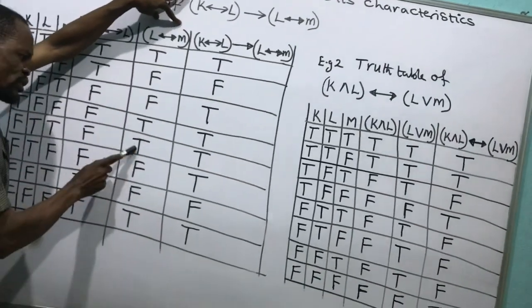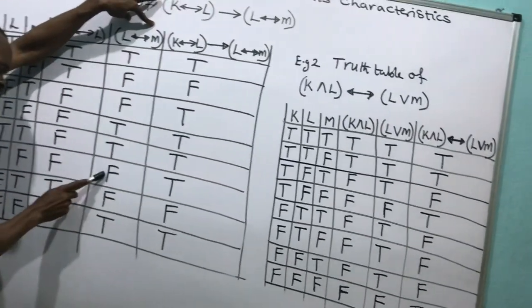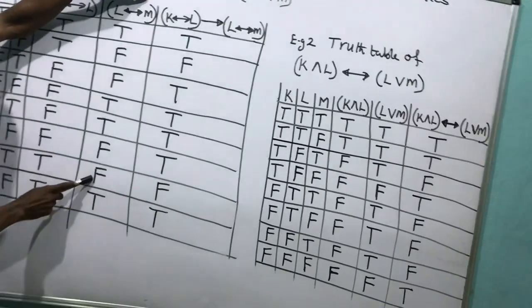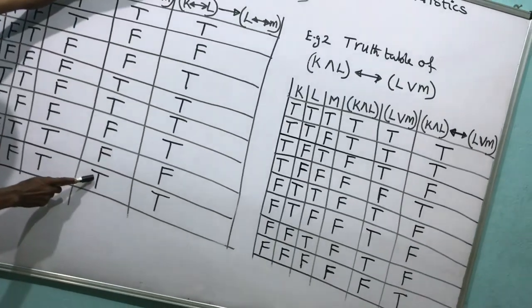I will write true. What is the value here? I will write true. What is the value here? False. What is here? False. False changes to be true. What is the value here? False. I will write false. What is the value here? True. I will write true.